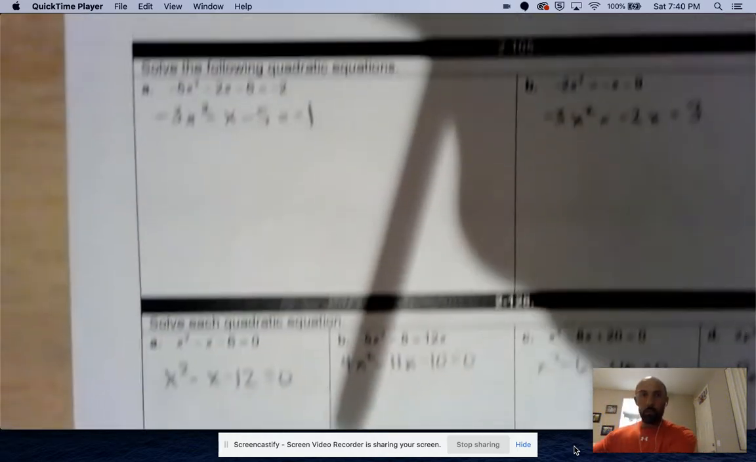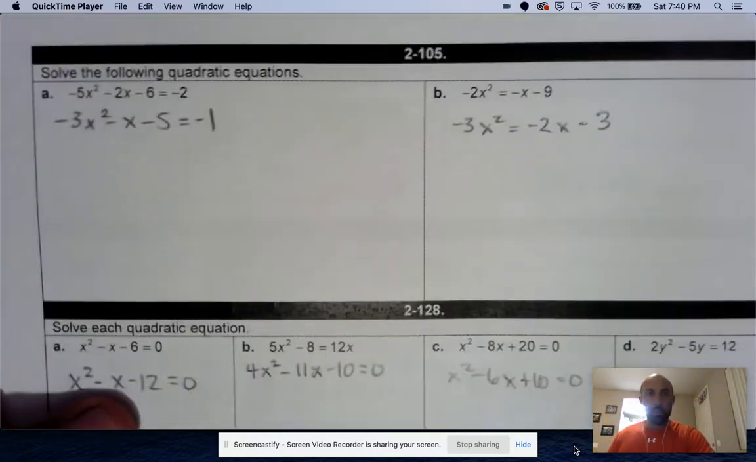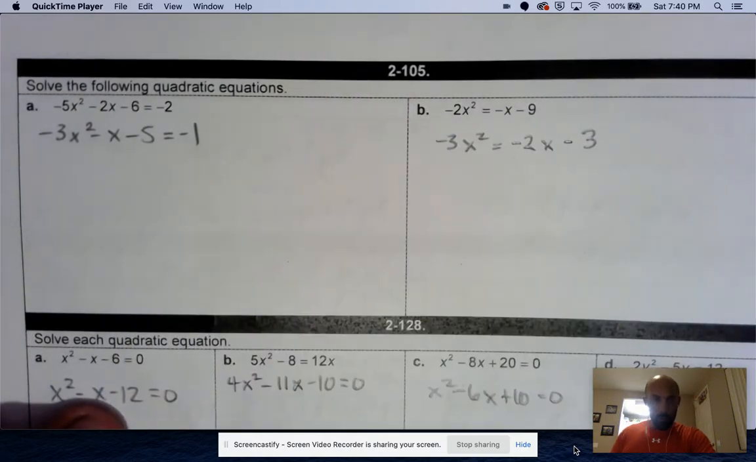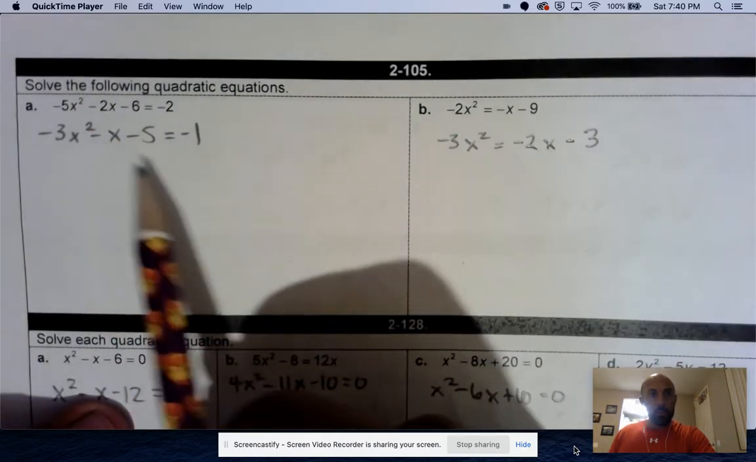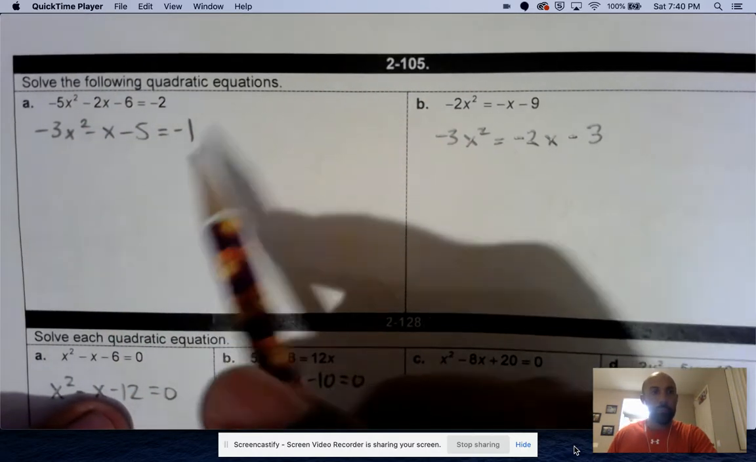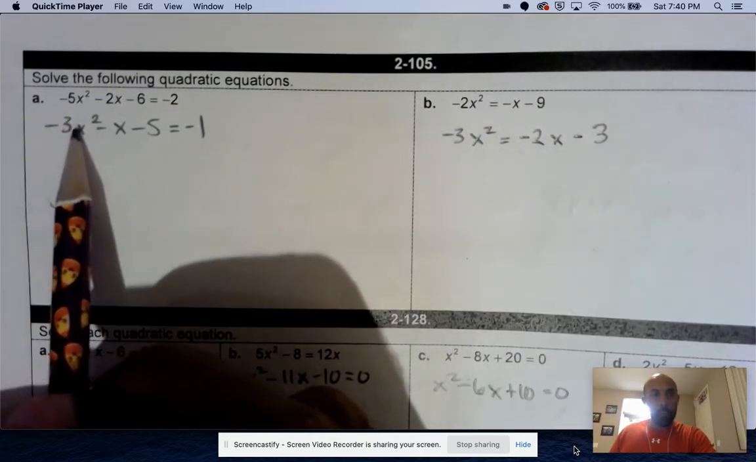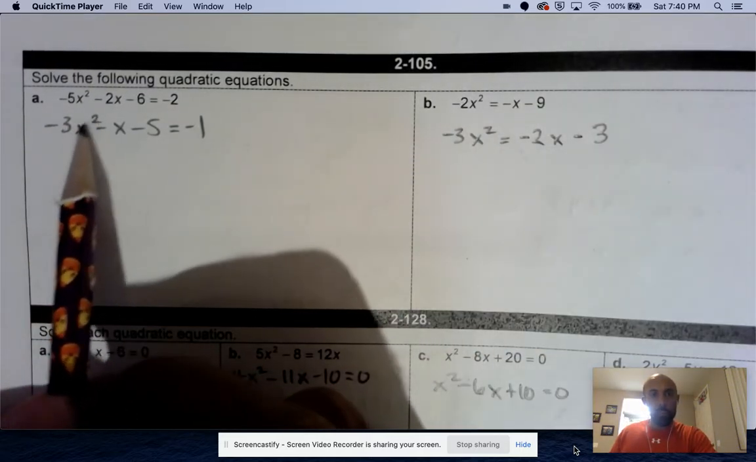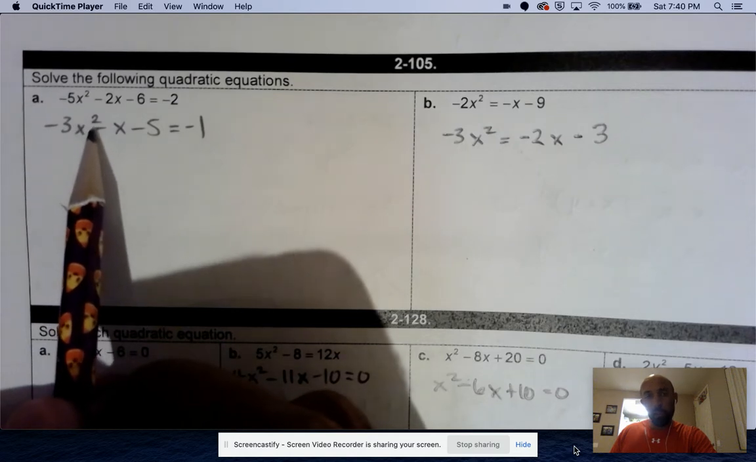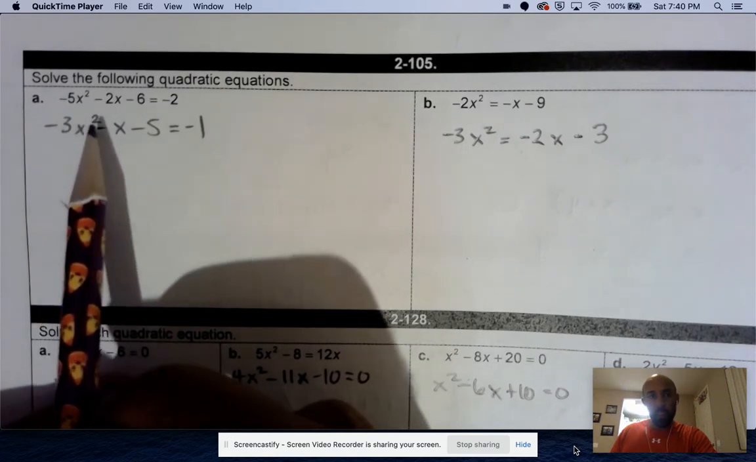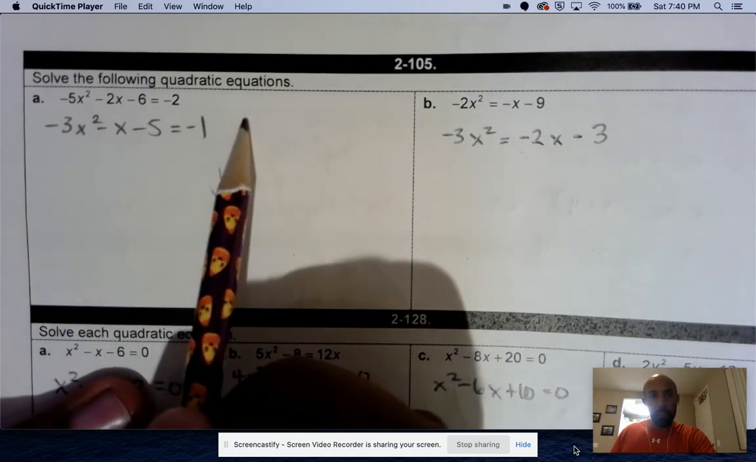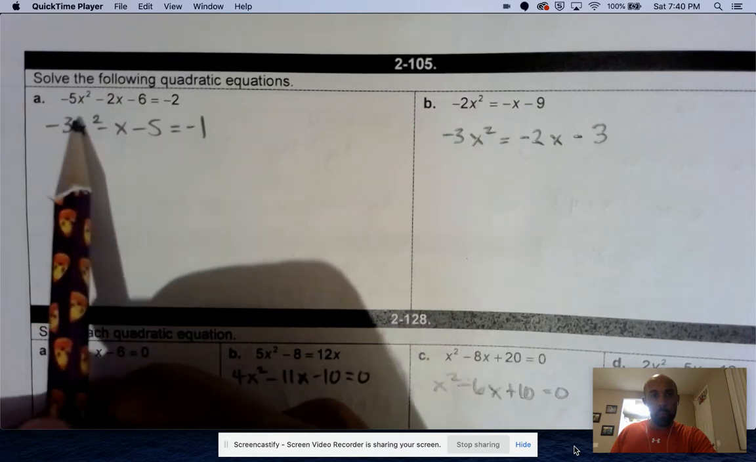Okay, last bit here, last side of the page. So now up here, again, we want to solve these quadratics. What I'm going to do is I like my squared terms, the ones that have the x squared, always to be positive. So what I'm going to actually do is add all of these to the right side. That way this ends up being positive.